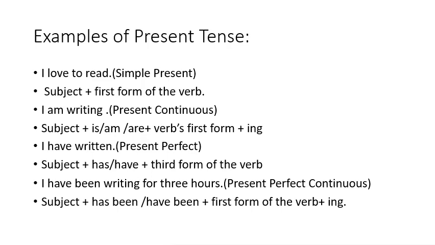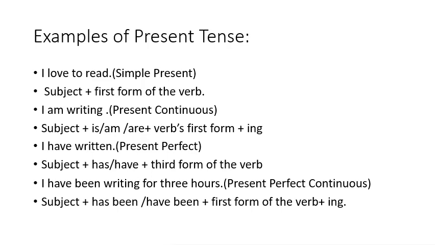Next we have present perfect. I have written. Present perfect. In this sentence, the structure goes as the subject here is I, the helping verb have, and the third form of the verb, that is V3 form, written. So the structure goes as subject followed by the helping verb either has or have, followed by the third form of the verb, V3.